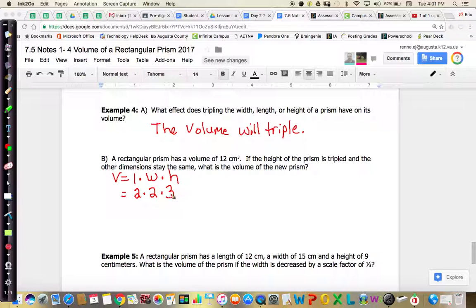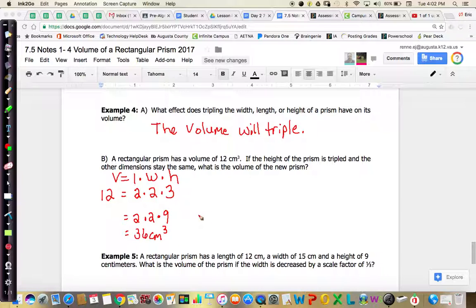So I can say, okay, this is 12. So if I change 2 times 2, I'm going to keep those two the same, and I'm going to change the height to 9, because we're tripling it. And 2 times 2 times 9, of course, is 36. So we know that the volume of the new prism is going to be 36 centimeters cubed.